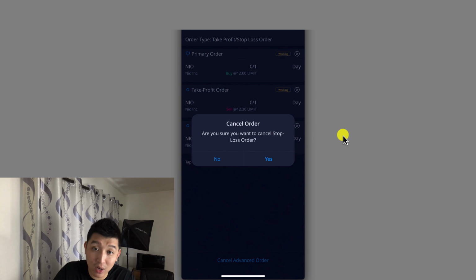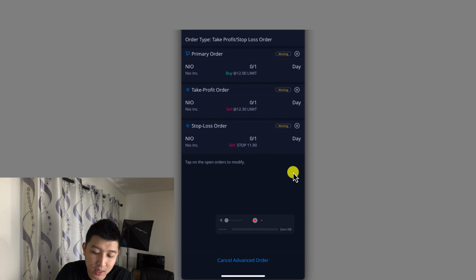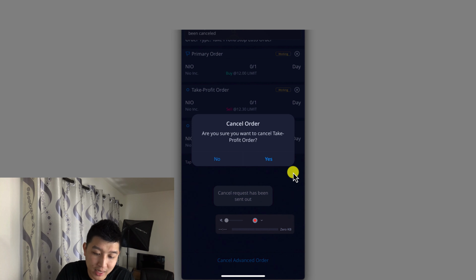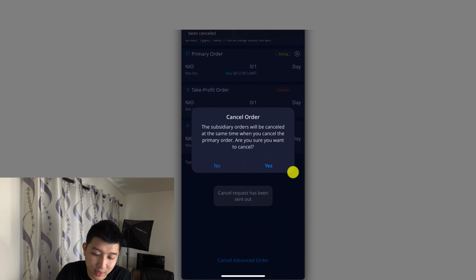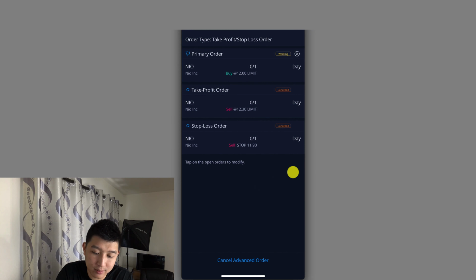So I'm going to show you how a short works if you have margin. So I'm going to go ahead and cancel all these. Cancel it out, and then cancel it out.